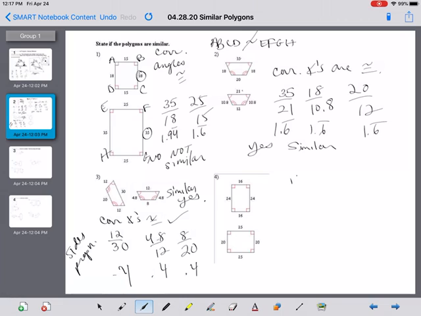And then number 4, the corresponding angles are congruent, and then we'll check the sides. 16 goes to the 20. Be careful, it's rotated. And 24 goes to the 25. The bigger side goes to the bigger side, smaller to the smaller. So 16 divided by 20 is 0.8. 24 divided by 25 is 0.96. Not similar.